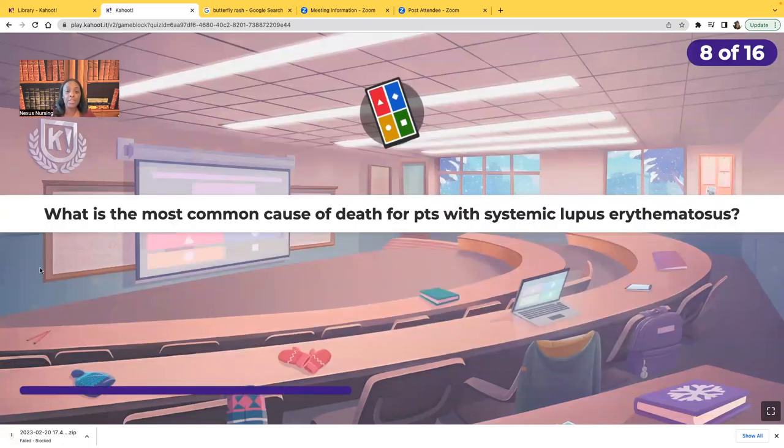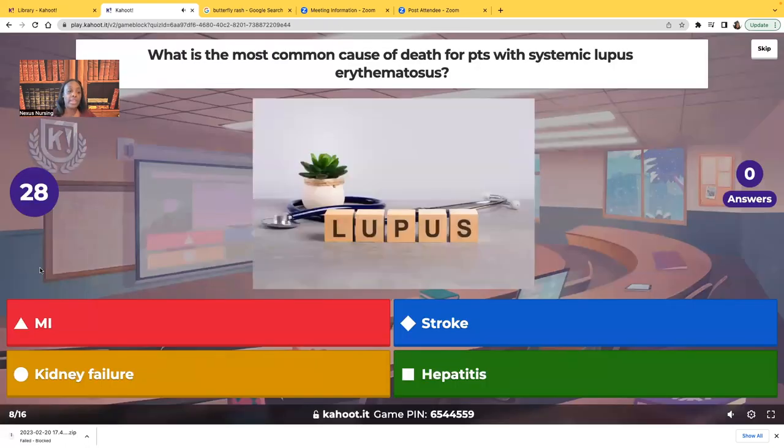What's the most common cause of death for patients with lupus? Is it myocardial infarction? Is it stroke? Is it kidney failure? Or is it hepatitis?